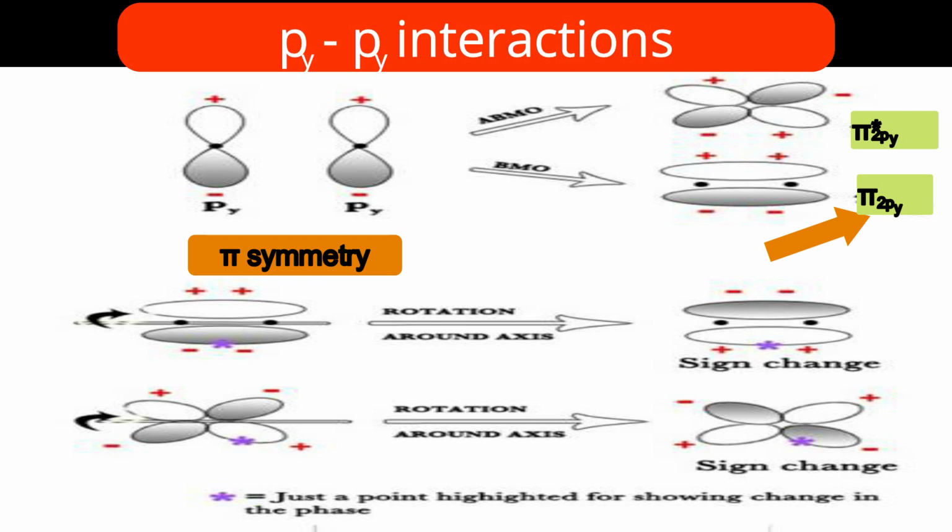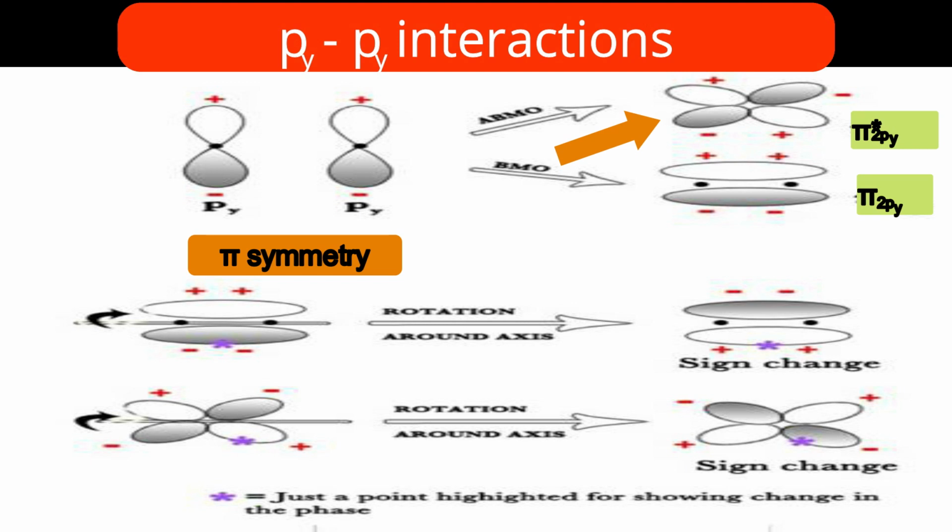What about the antibonding molecular orbital? There, for the combining atomic orbitals, the lobes should be different. So the upper lobe of one orbital will be positive, and the upper lobe of the other atom will be negative. So positive, negative, there will be repulsion. So those will separate from each other. Angular separation you can realize.